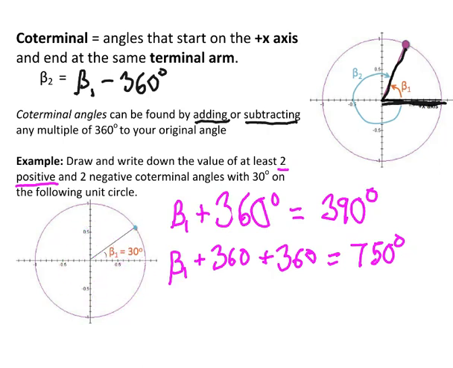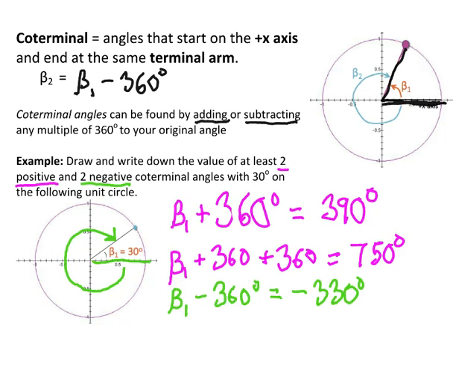Now what if I do some negative angles? Negative angles, I would still start at the x-axis here. To do the 2 negative angles, I'm going to go backwards. The first one I'll do just goes backwards right to that terminal arm, and that would be beta 1 minus 360 degrees to go backwards like that. So beta 1 is 30, 30 minus 360 is going to be negative 330 degrees. If I take negative 330 degrees backwards, that would also get me to the same terminal arm.